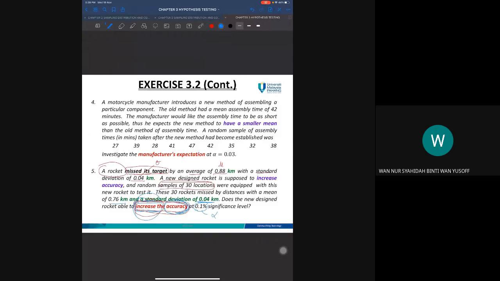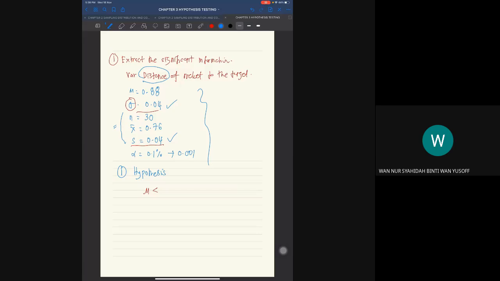Because we have the terms here, accuracy, and another one, the variable that we have. It is the distance to the target. So increased accuracy, and accuracy is how close to the target. That's why it should be less than. Okay, so for the population mean on the right-hand side we have 0.88.